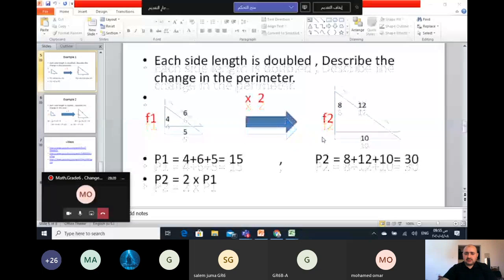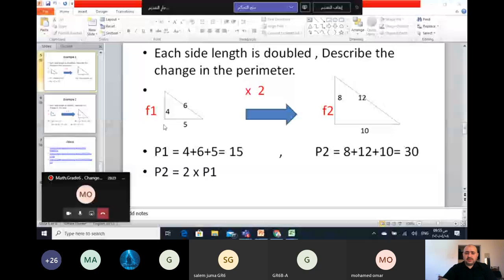Try now to find the perimeter in figure 1. As you know, perimeter in any figure, I can just add all sides. So I can write here 4 plus 6 plus 5, which will be 15. And in the second figure, perimeter 2, or P2, equals 8 plus 12 plus 10, which equals 30.